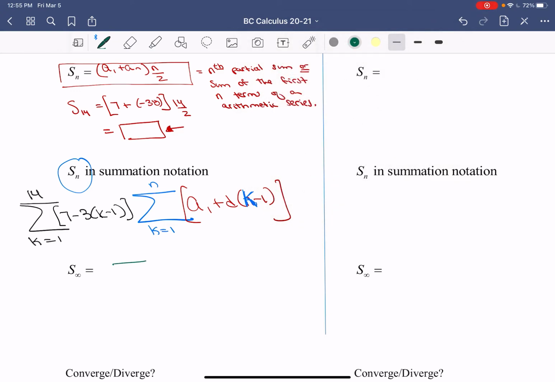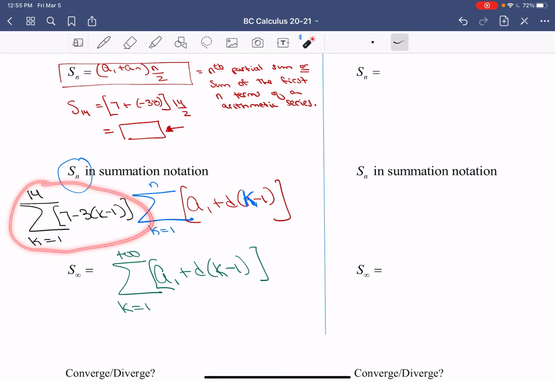This is just going to equal the summation from k equals 1 to infinity of a sub 1 plus d times k minus 1, okay? It's just an infinite arithmetic series. It's an arithmetic series with an infinite number of terms. If I were to use this particular example right here, and I didn't want to discuss the 14th partial sum, I want to express the infinitieth partial sum, if you will. This would become then positive infinity, okay?